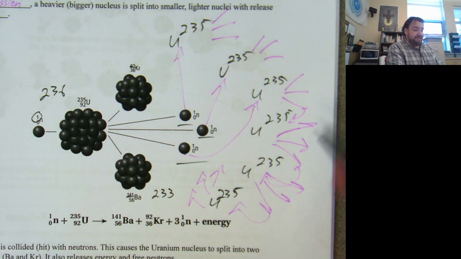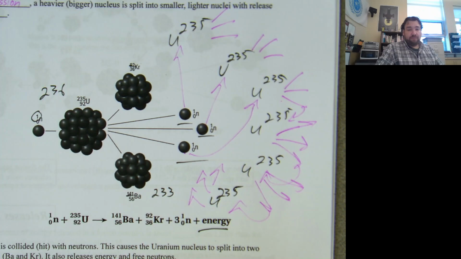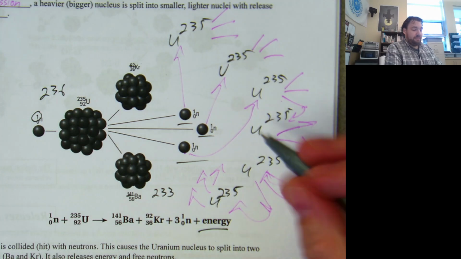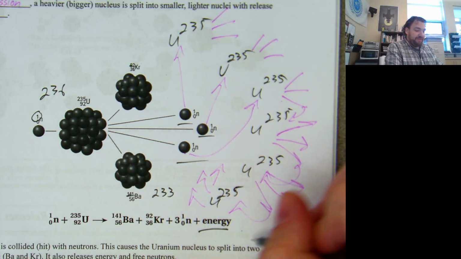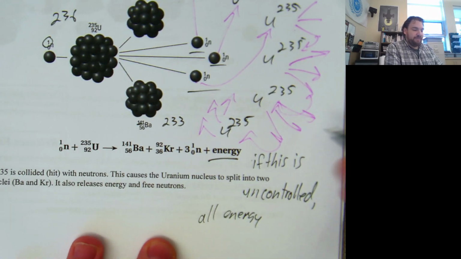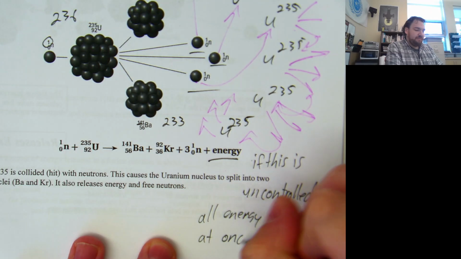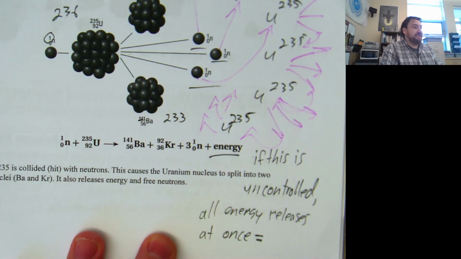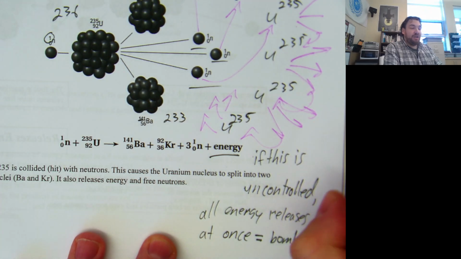If this happens uncontrolled, what do you get? This is the first nuclear bomb. If this is uncontrolled, all the energy releases at once. And when all the energy releases at once, that is by definition a bomb.